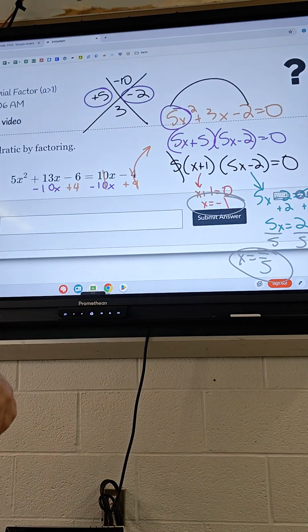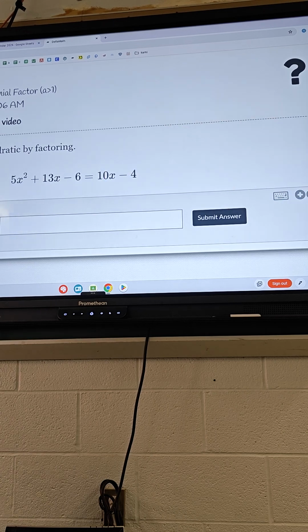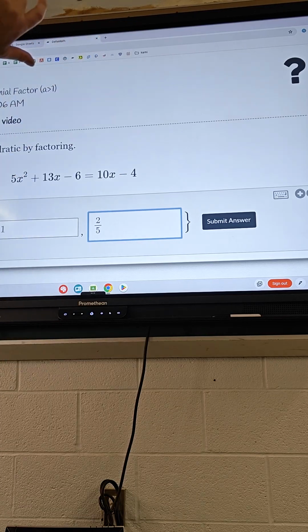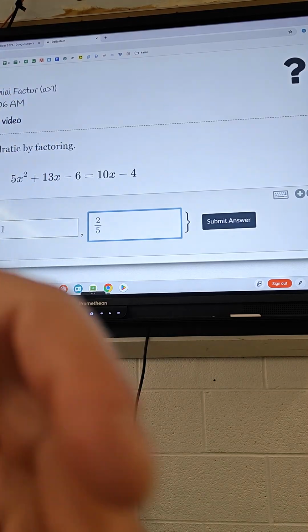Now when you do these, just in case you forgot, I got two answers, right? -1 and 2/5. So when you put your answer in here, I just click -1, you hit comma, and another thing pops up. And you just, you don't have to convert it, 2/5. This would probably let you write it as 0.4, but there's no reason to. And that's it. All right, so let me stop this.